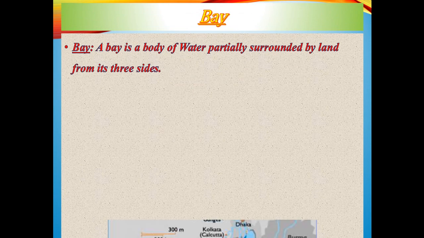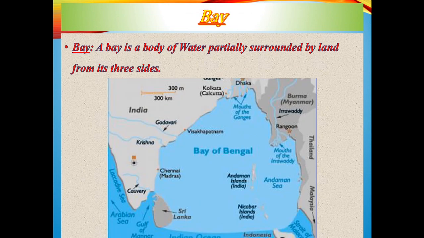Now the next is bay. Now we know Bay of Bengal is there. Just see the picture. Bay. A bay is a body of water partially surrounded by the land from its three sides. Now you can see the Bay of Bengal, it's just a circular structure.